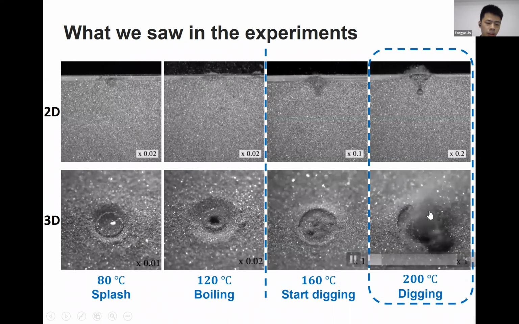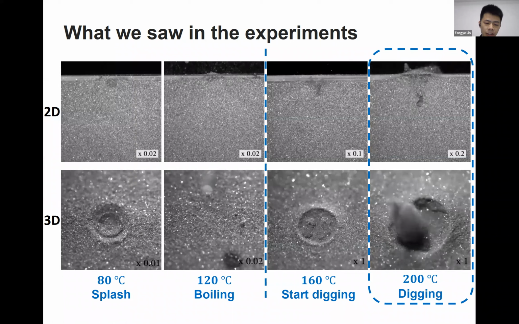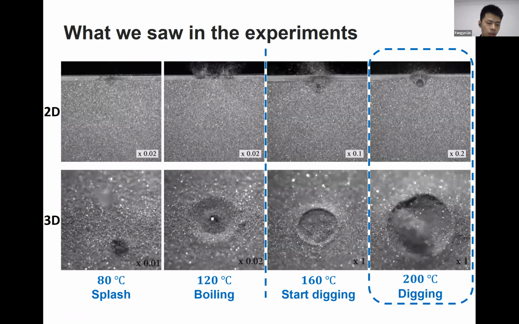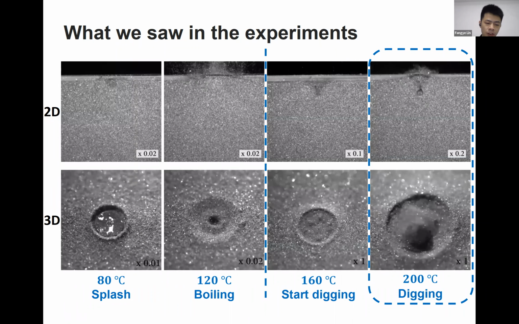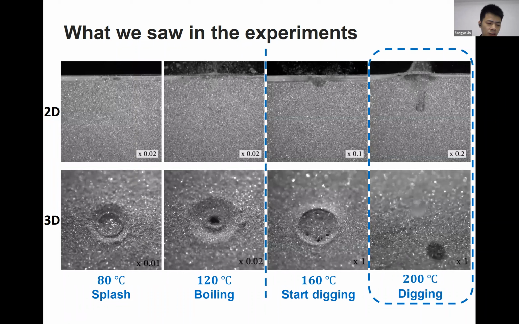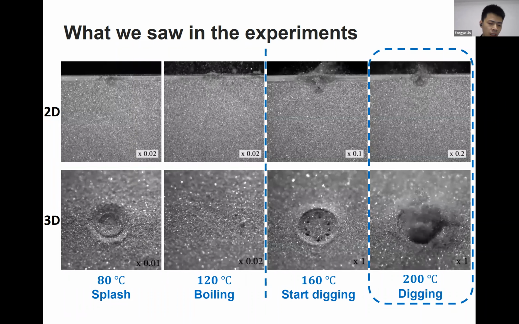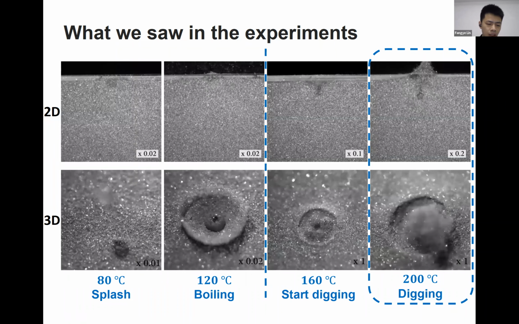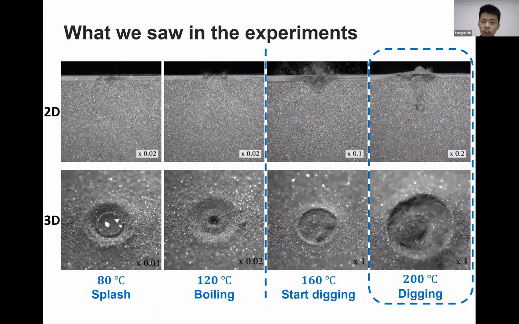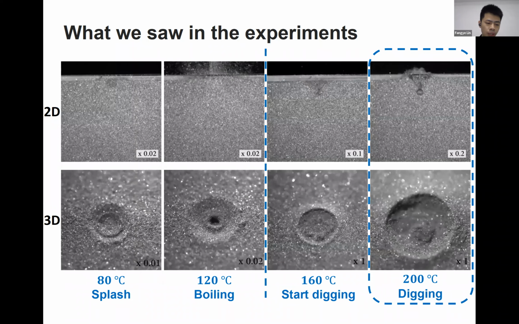With the help of the 2D setup, we can see that the vaporization of the liquid generates a strong vapor flow. The flow expels particles upward and the droplet moves downward. We named this behavior drop digging. Today, we mainly focus on the drop digging behavior.